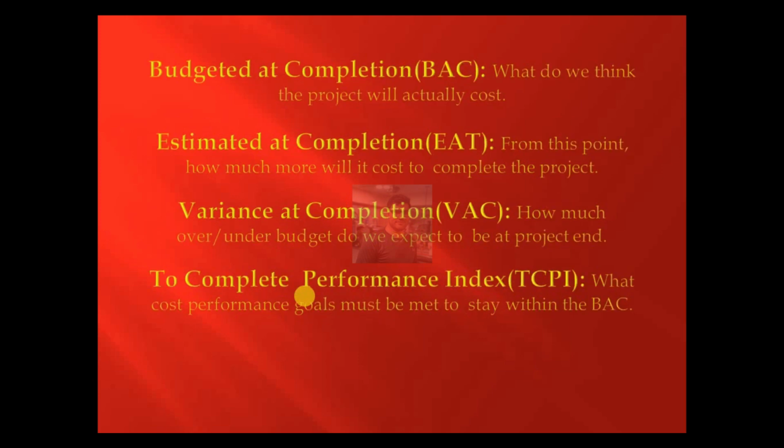Budget at completion means what we think the project will actually cost, and estimate at completion means from this point how much more it will cost to complete the project. Variance at completion means how much over or under budget we expect to be at the project end. And to-complete performance index means what cost performance goal must be met to stay within the budget at completion.